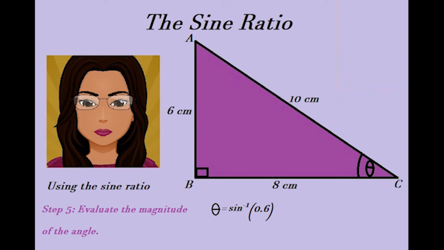Since we were applying the sine ratio, we're going to be using sine inverse of the trigonometric value that we got. So this is why we have sine inverse of 0.6, and once we evaluate this on a calculator, we will get the magnitude of our angle. The inverse trig function is accessed by pressing second function, then your trigonometric function. So in this case, we'll do second function sine, and we'll get sine inverse.